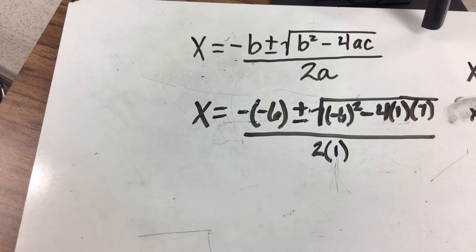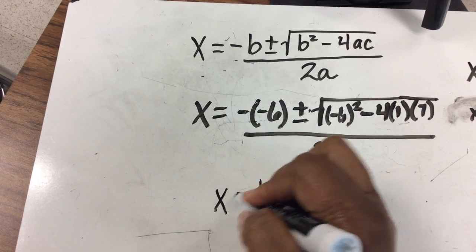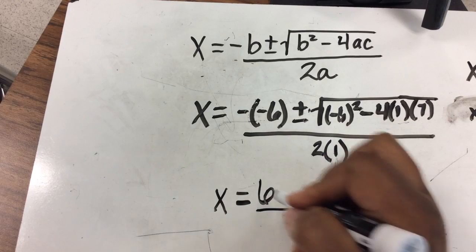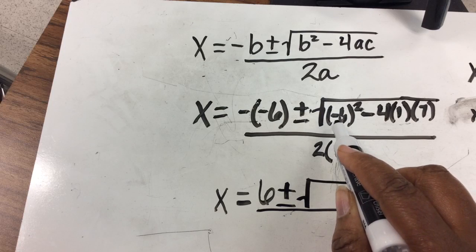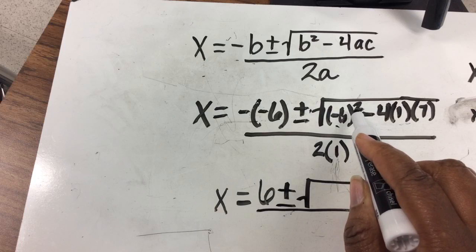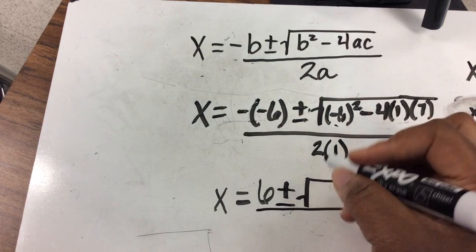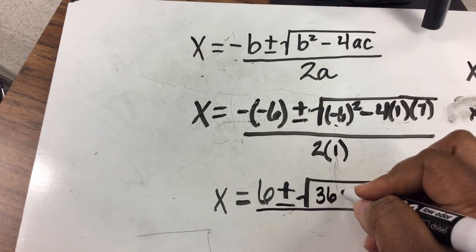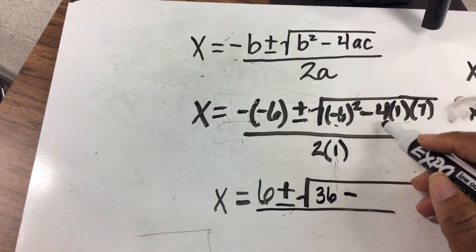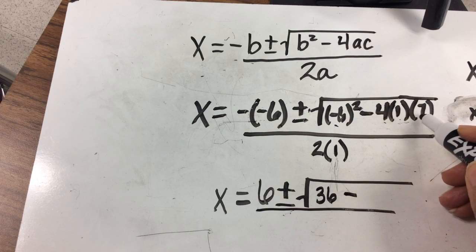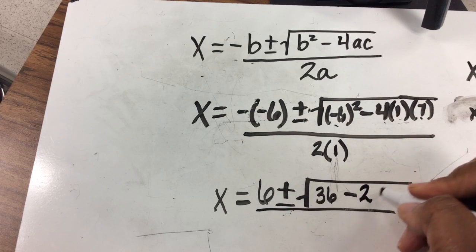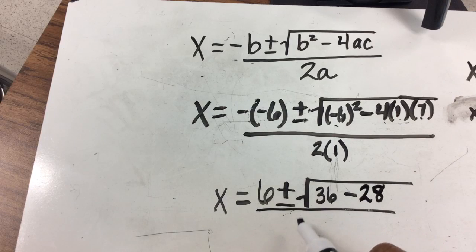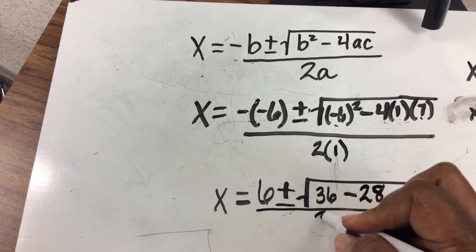Let's choose a marker that works. Plus or minus the square root of negative 6 squared, which gives us 36, minus negative 4 times 1 times 7 is a negative 28. All over 2 times 1, which is 2.